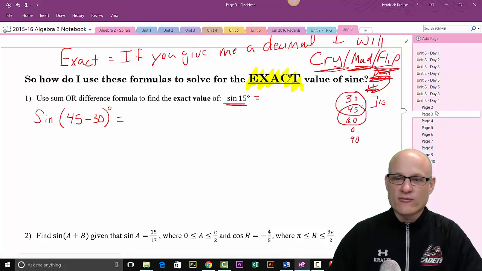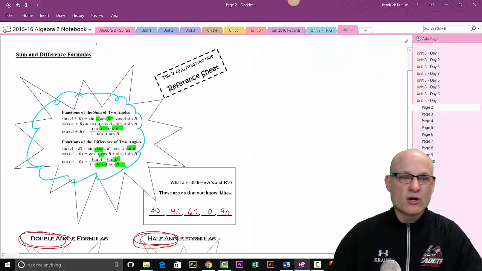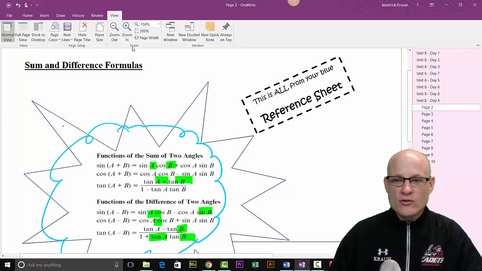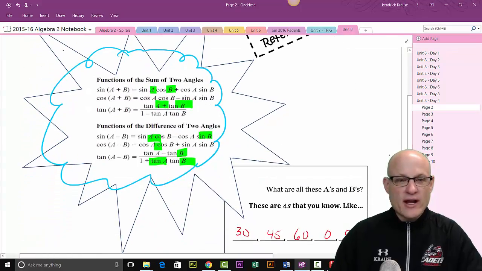So what do we got to do? We got to use our formula sheet, which of course is now shrunk. And we need to find the sine subtraction of two angles. There it is right there. There's our formula. It's on our formula sheet.